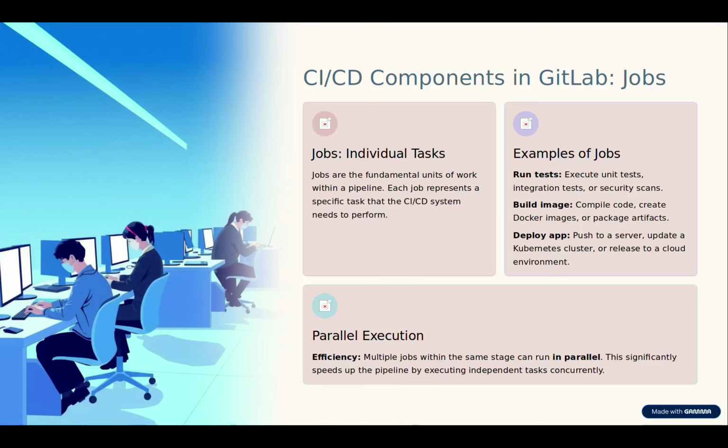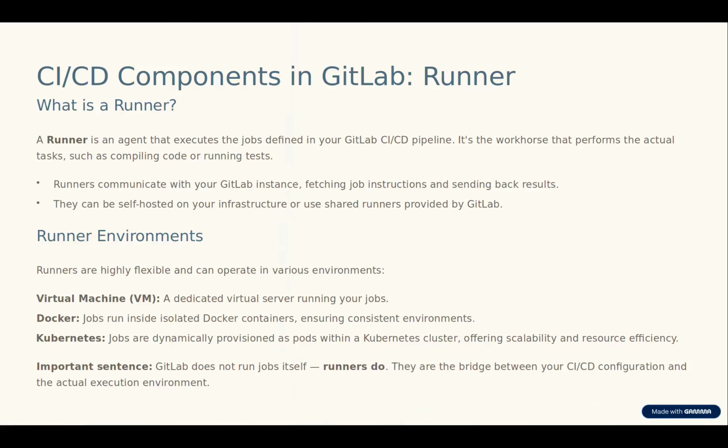Okay, let's talk about runners. What are runners? GitLab itself doesn't run your code. It's an important point that the actual execution is done by something called a runner. A runner is just a worker. It can be a virtual machine, a Docker container, or a Kubernetes pod. When a job is created, a runner picks it up, executes the command and reports back. If CI/CD is the brain, the runner is the muscles.